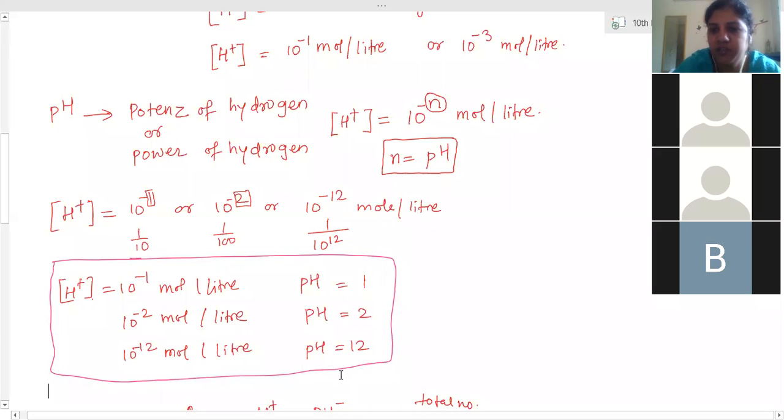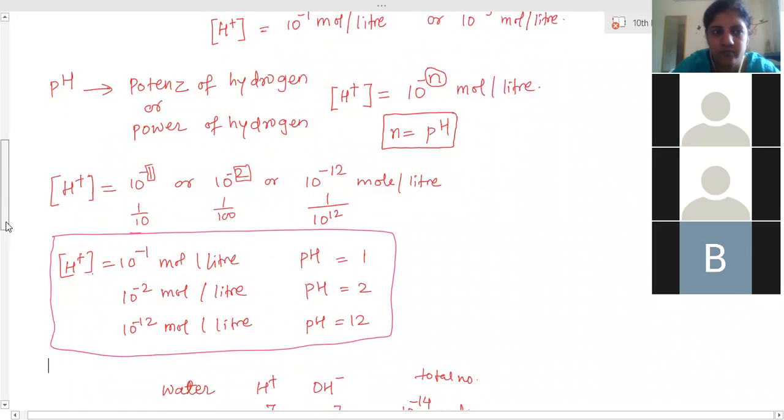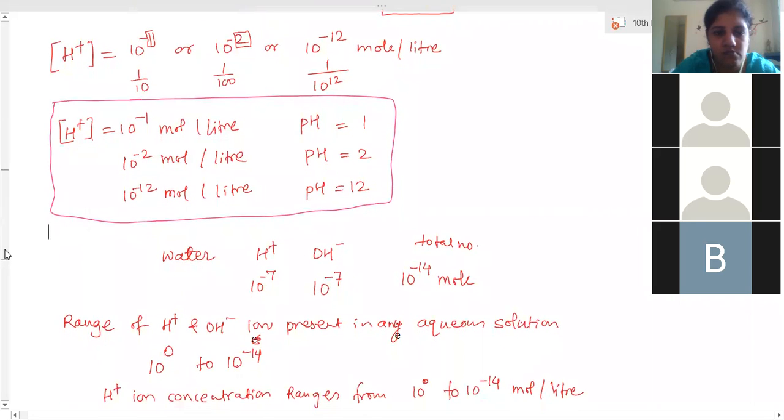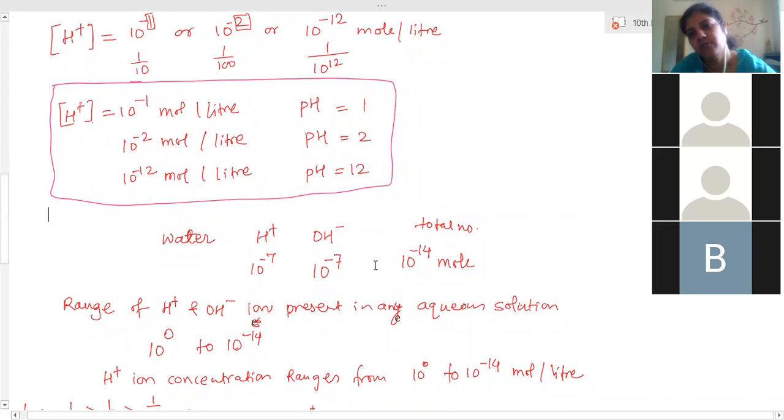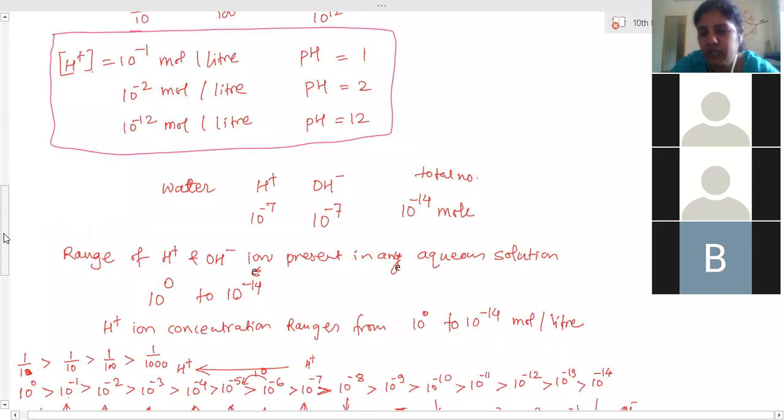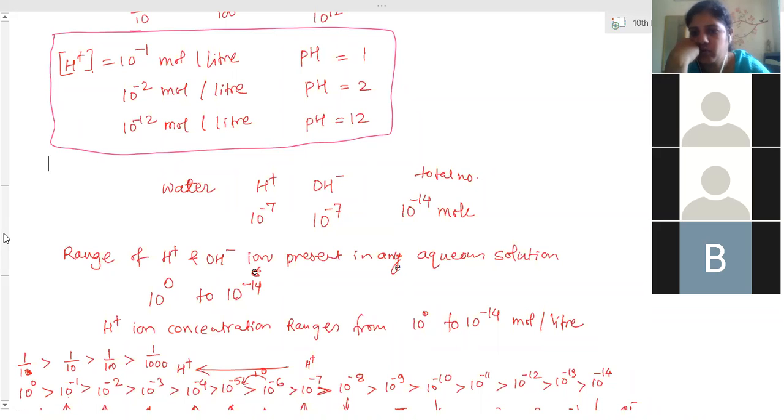Okay, and 10 to the power minus 12 mole per liter is then pH is equal to 12. In any aqueous solution, H plus ion concentration ranges from 10 to the power 0 to 10 to the power minus 14 mole per liter.